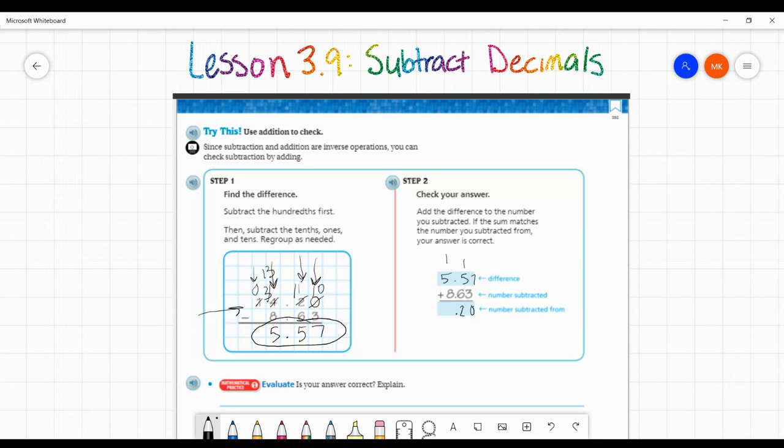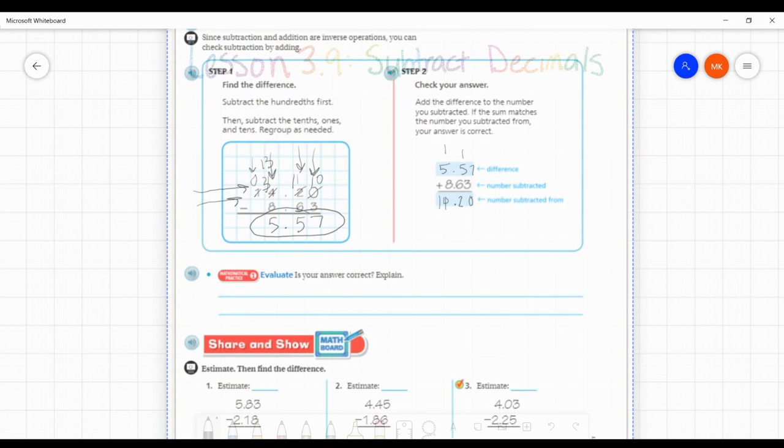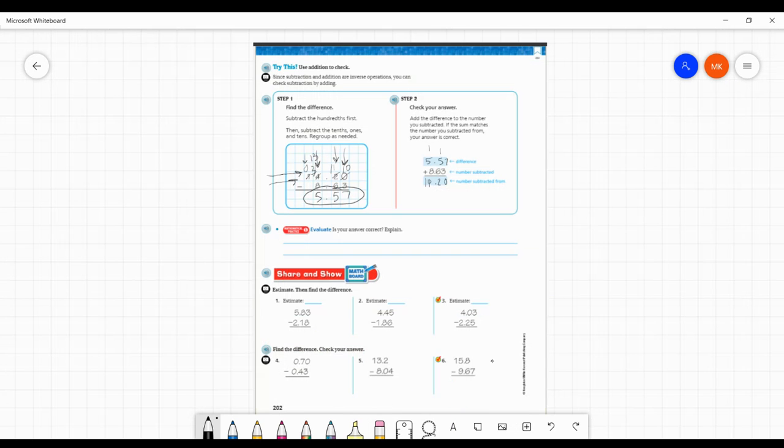So again, we're just working our way through our place values. 8 plus 5 gives us 13, plus 1 gives us 14. Now this number should equal what we had right here, and luckily it does. So we'll go down. Is our answer correct? Yes, because 14.20 equals 14.20. What we got here matches what we initially had.